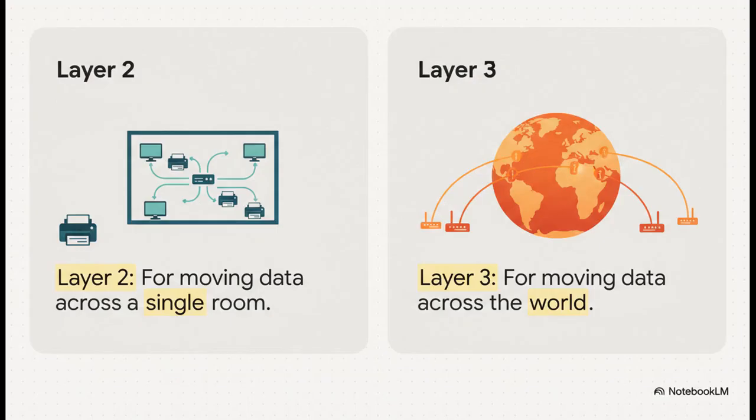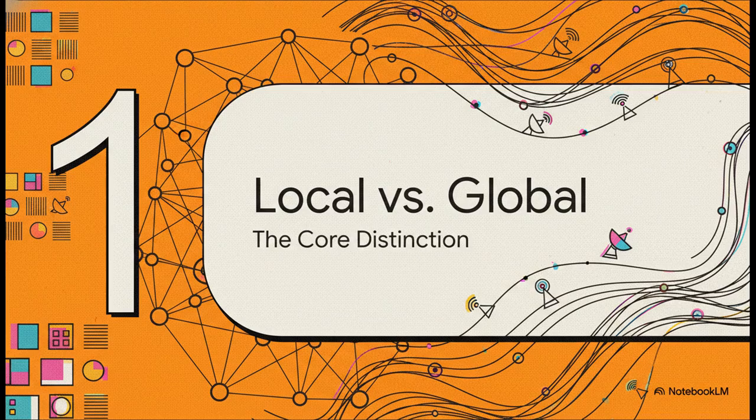So, if you just want the simplest, quickest answer possible, here you go. Think of layer 2 as being for local conversations, moving data across a single room or within one office building. Layer 3? That's for the big leagues. That's for moving data across the entire world. Okay, so we've got local versus global. Let's actually dig into that, because understanding that distinction, well, that's everything. That's where the real learning begins.